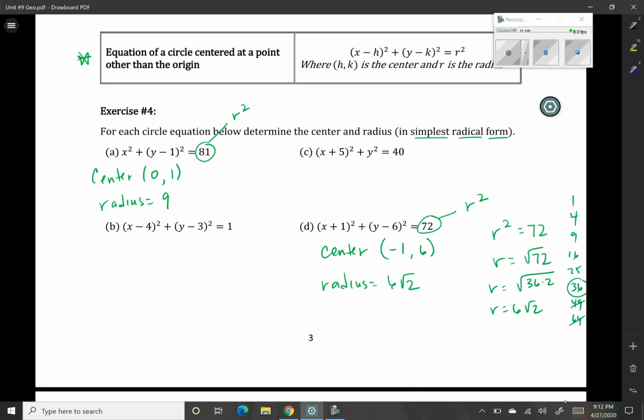Parts B and C are very similar to parts A and D that I just did with you. So I'm going to have you pause the video here and try these two on your own. When you come back to the video, you'll see they're done for you. We'll talk through them and hopefully you got the right answer.